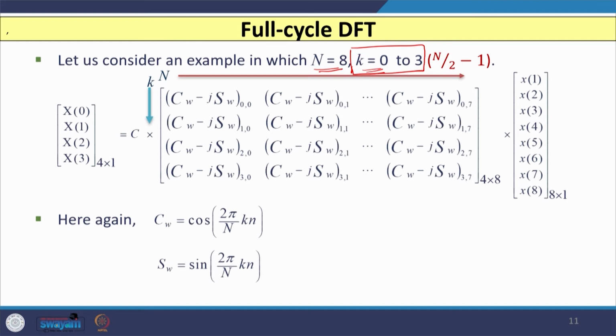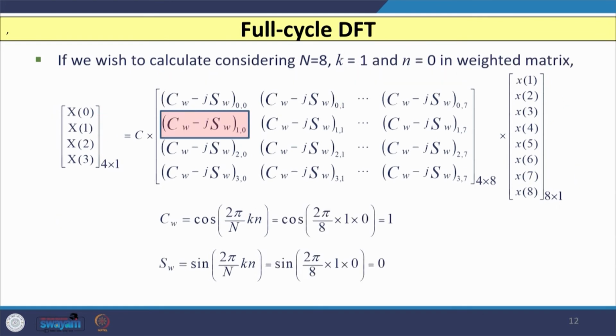Now, if I consider the left hand side, as I told you, the phasor values which we want to estimate again vary up to k. So, X0, X1, X2 and X3, 4 terms are available, and the size of this is 4 cross 1. Now, the size of this weight matrix is 4 by 8, or k by N. Here the k value is 0 to 3, which includes 0, so total 4, and N is 8. The samples which we are acquiring for any signal, let us say a current signal, form an 8 cross 1 matrix.